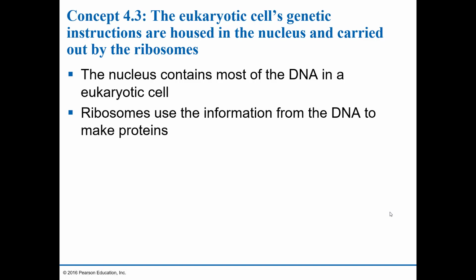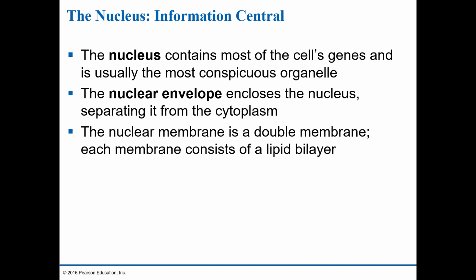So first, let's talk about DNA and what's inside that cell that carries the genetic information. So genetic information, or DNA, is housed in the nucleus and carried out by the ribosomes. So ribosomes use the information that DNA has to make proteins. DNA is our genetic information and material. Ribosomes will go to the nucleus, get the paperwork from the DNA, and then go take it to the manufacturer to make a protein.